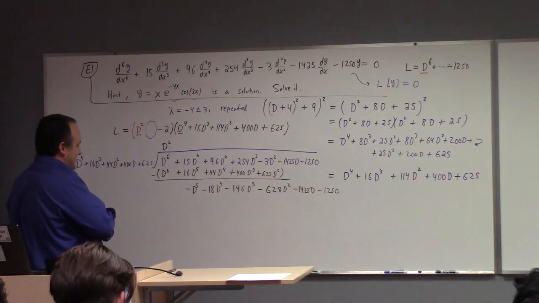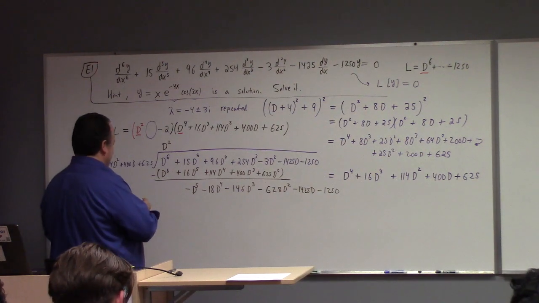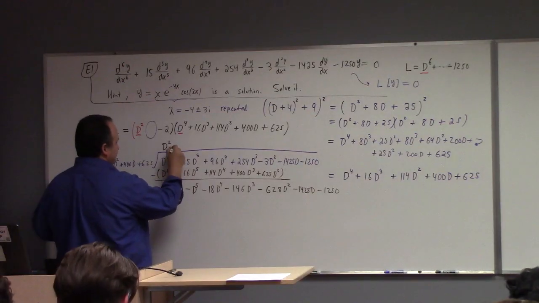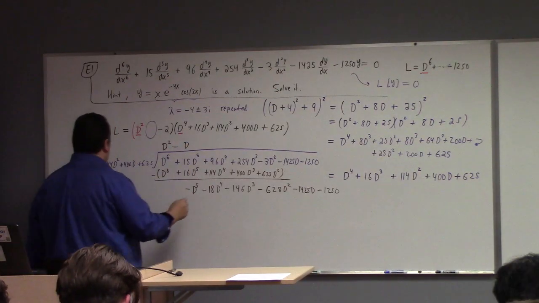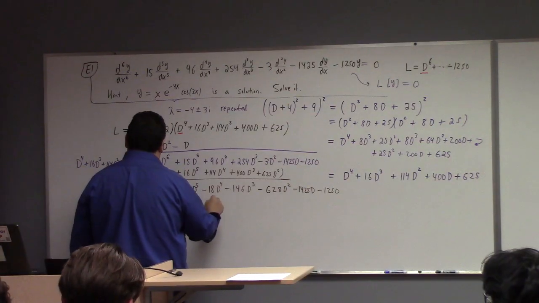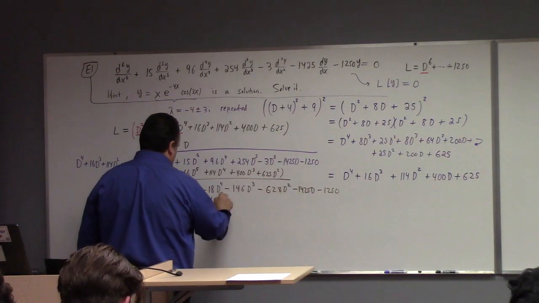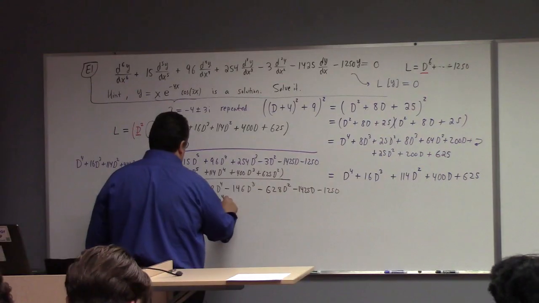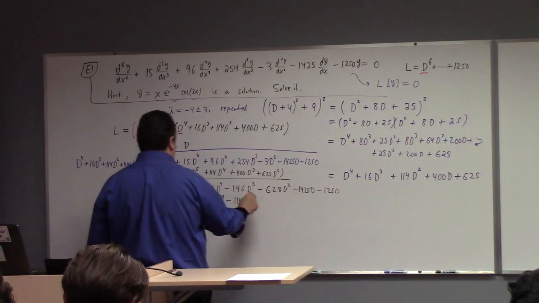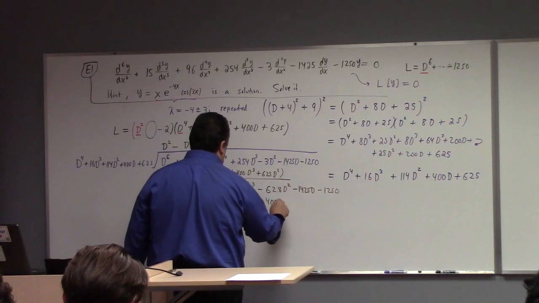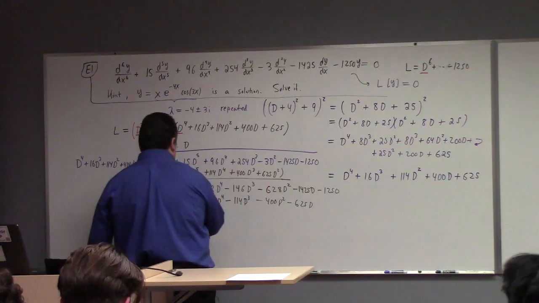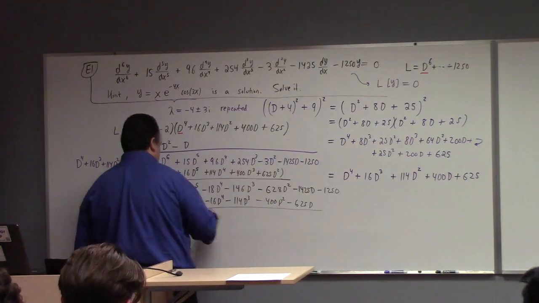So what comes next? To get from here to here, I multiply by minus d. And that gives me a minus d to the fifth, minus 16 d to the fourth, minus 114 d cubed, minus 400 d squared, minus 625d. Then subtract this thing.